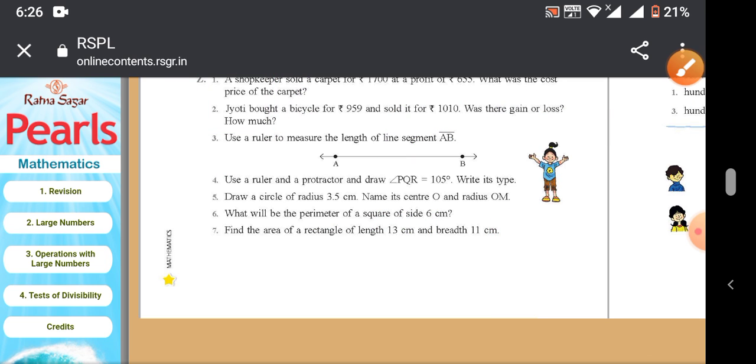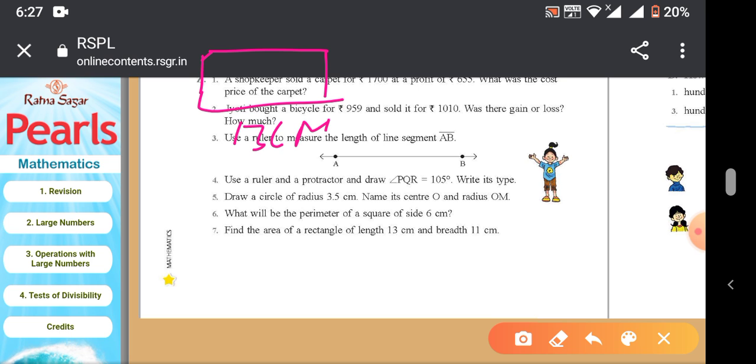Find the area of a rectangle of length 13 centimeter and breadth 11 centimeter. So next question, find the area of a rectangle of length 13 centimeter and breadth 11 centimeter. Length and breadth. So this is the rectangle. Okay, so this is the length. Length is 13 centimeter and breadth, this is 11 centimeter.